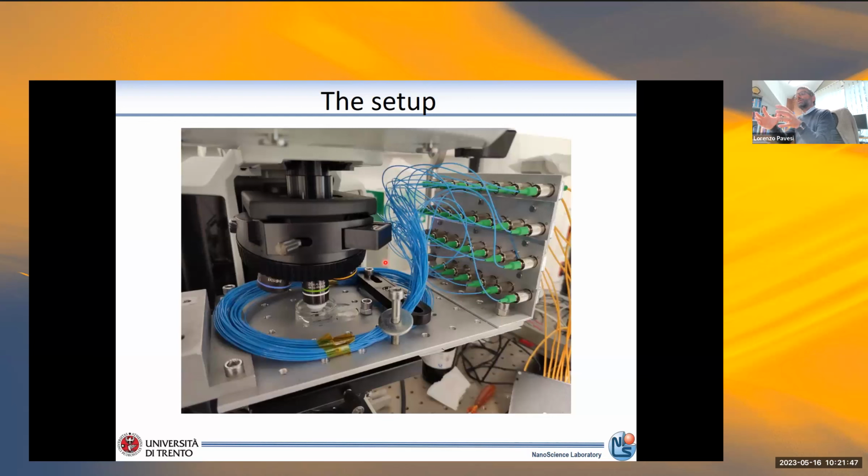We place the hybrid neurons and photonic chip under the microscope. Here you see the actual experimental setup where you have all the different optical fibers used to input the light in the photonic circuit. And then here you have an optical microscope that allows you to see whether the neurons are active or not.